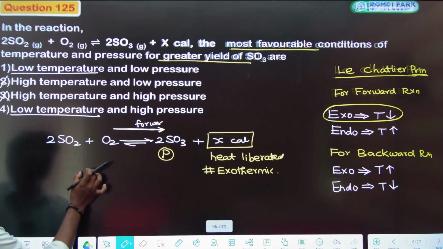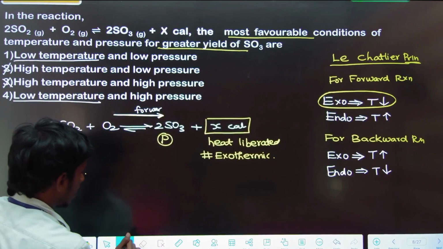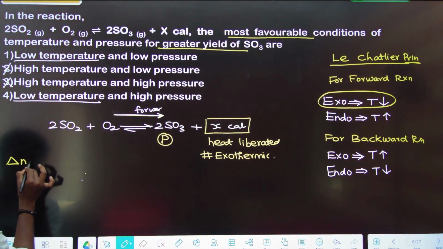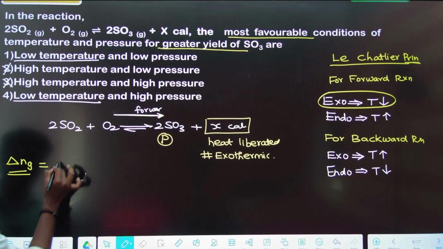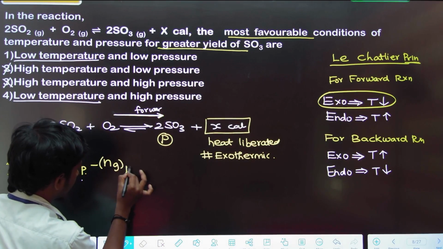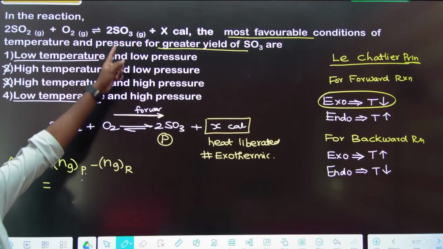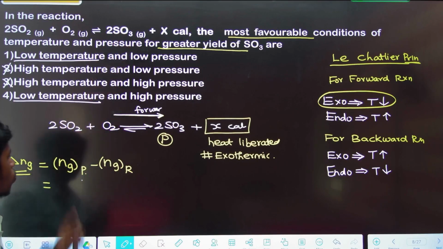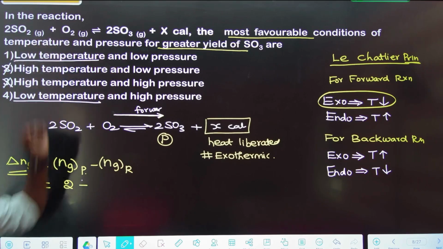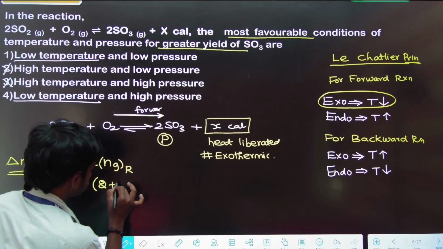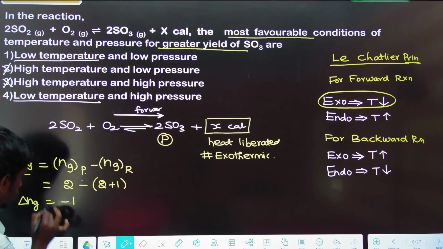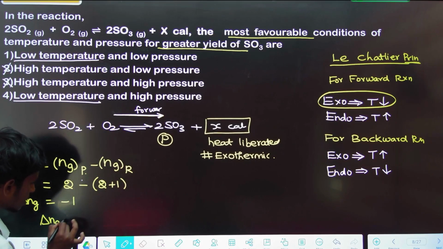Pressure நம்ம equate பண்ணனும் அப்படின்னா we have to go with delta Ng calculation. Delta Ng என்னது? Number of gaseous product minus number of gaseous reactant. எத்தனை gaseous product இருக்கு? 2 sulfur trioxide are there. So 2 minus 2 sulfur dioxide plus 1 oxygen. Okay, அப்போ 2 plus 1. So minus 1. Delta Ng is equal to minus 1, which means delta Ng is less than 1.